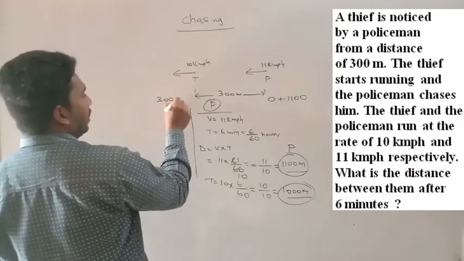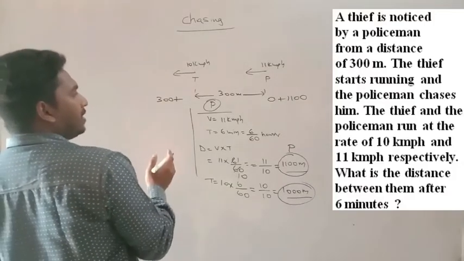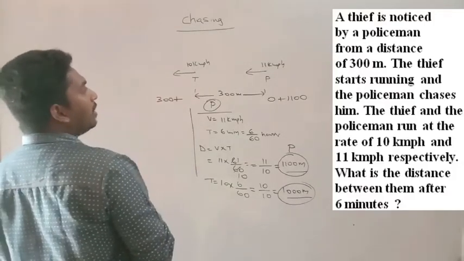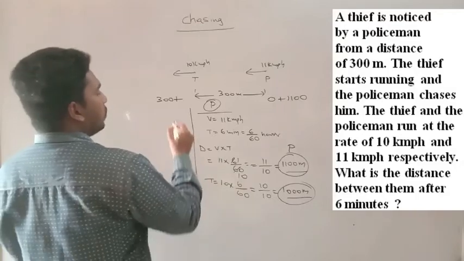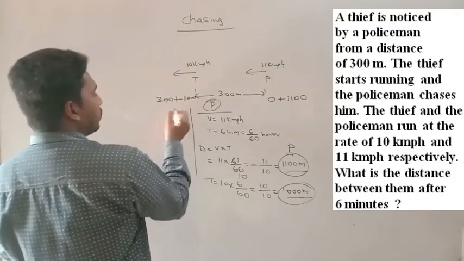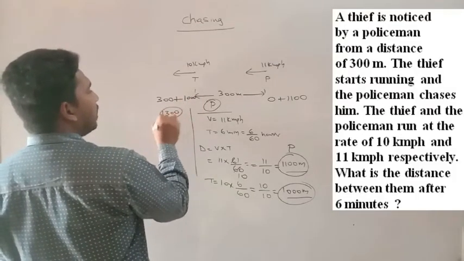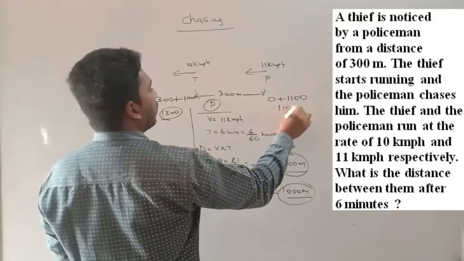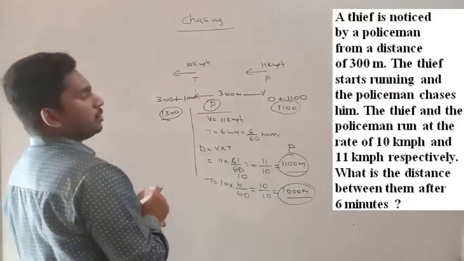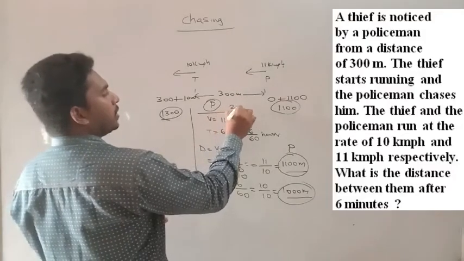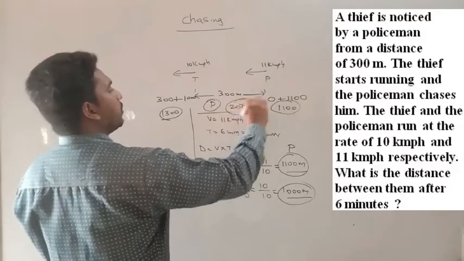That is 300 plus. Now what is the distance that he has traveled in the 6 minutes? That is 1000, right? So if you add, this will be 1300 and this will be 1100. So what is the distance between these two? 200 meters. 200 meters will be the answer.